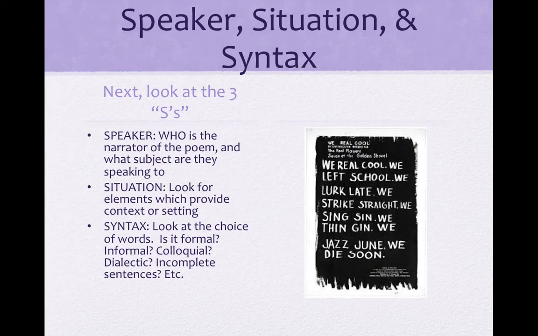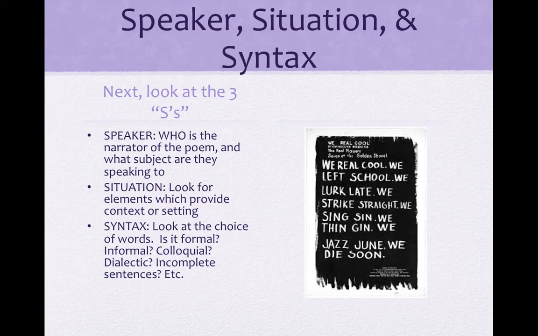So I've given you an example here. We Real Cool by Gwendolyn Brooks. And We Real Cool is set in the Harlem Renaissance, 1940s Harlem. So if you read with that context in mind, you get a different meaning than if you thought this was, say, a modern poem. And it's: we real cool, we left school, we lurk late, we strike straight, we sing sin, we thin gin, we jazz June, we die soon.